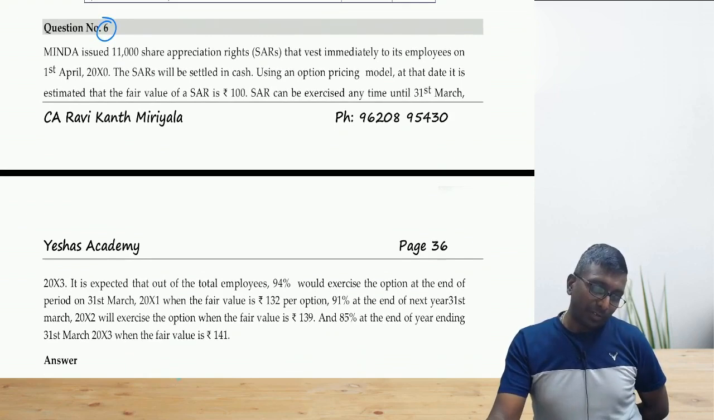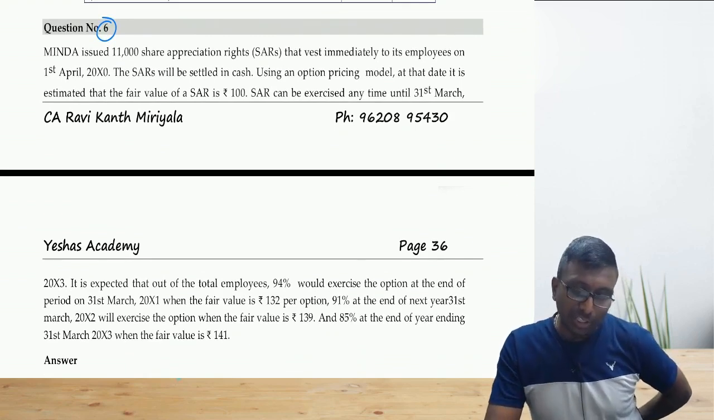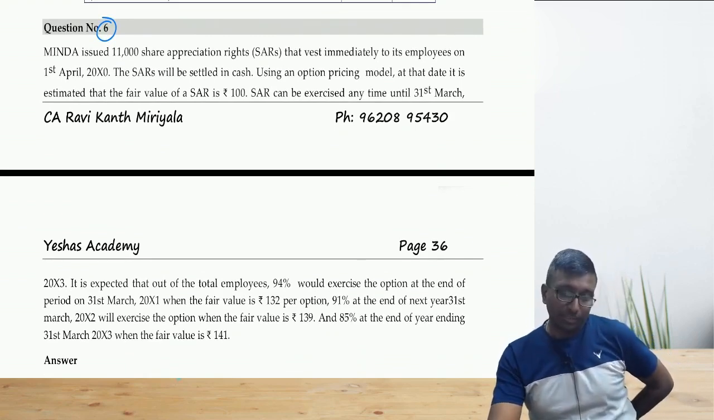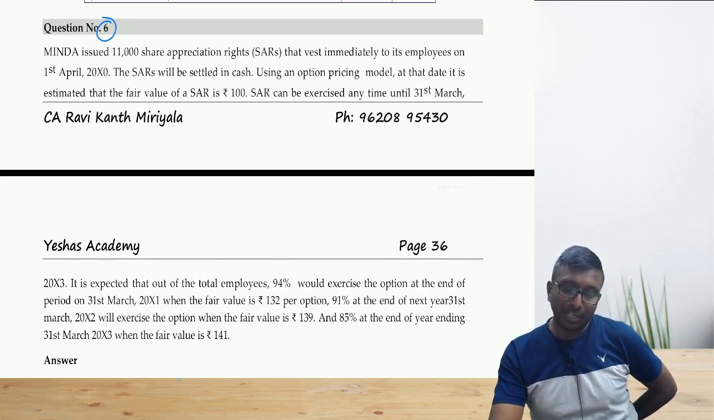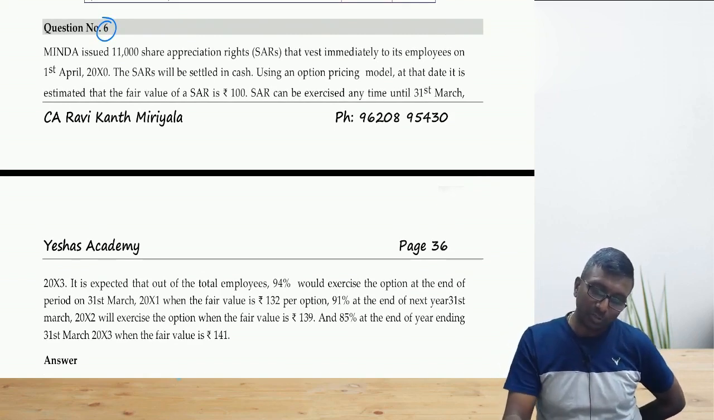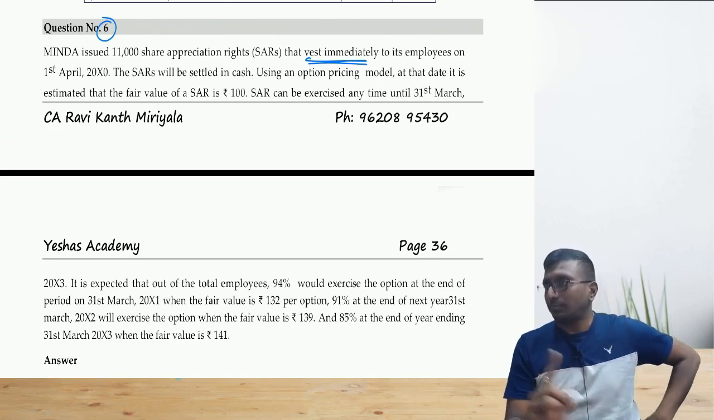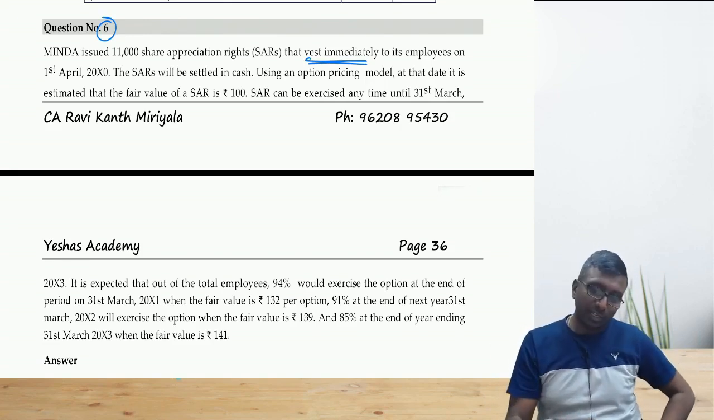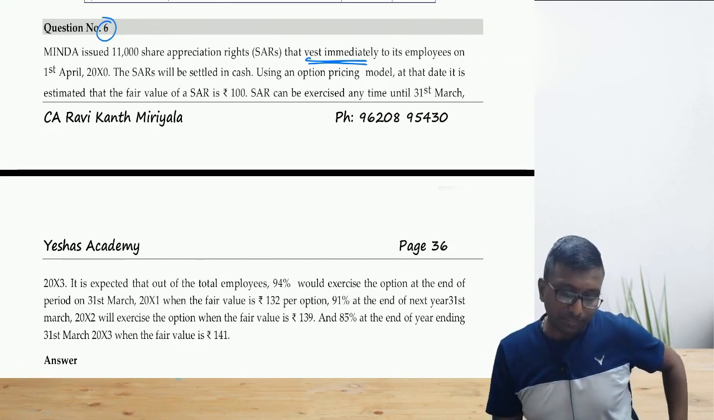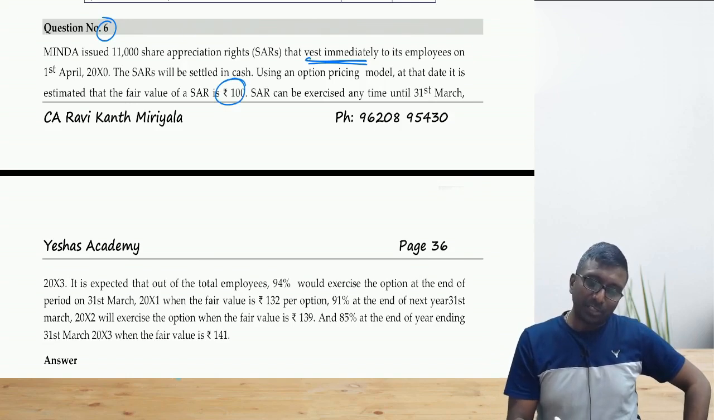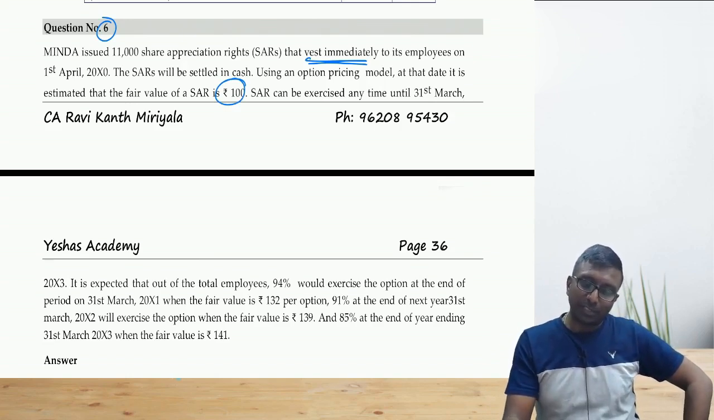Minda issued 11,000 share appreciation rights, topic 2 related, that vest immediately. It's the same as your earlier question. Just read through. SARs are valued using the option price model on this date. Now on that date, if the price is equal to 100, exercisable at any time. Same question, correct?